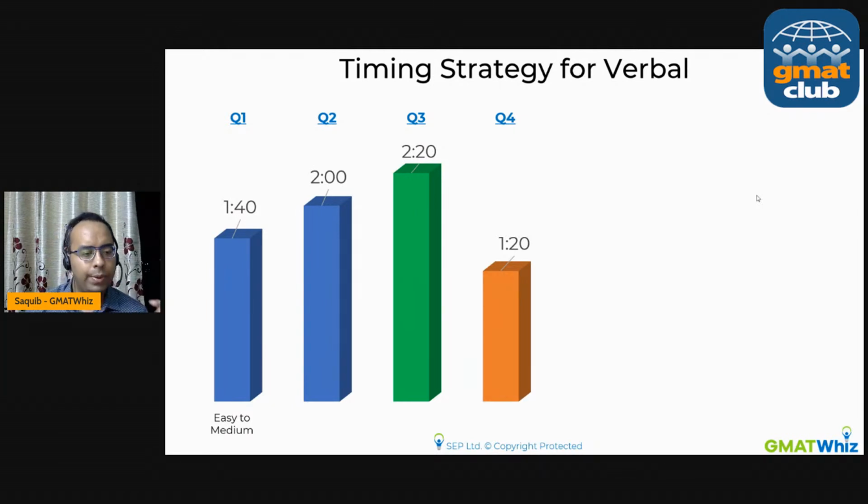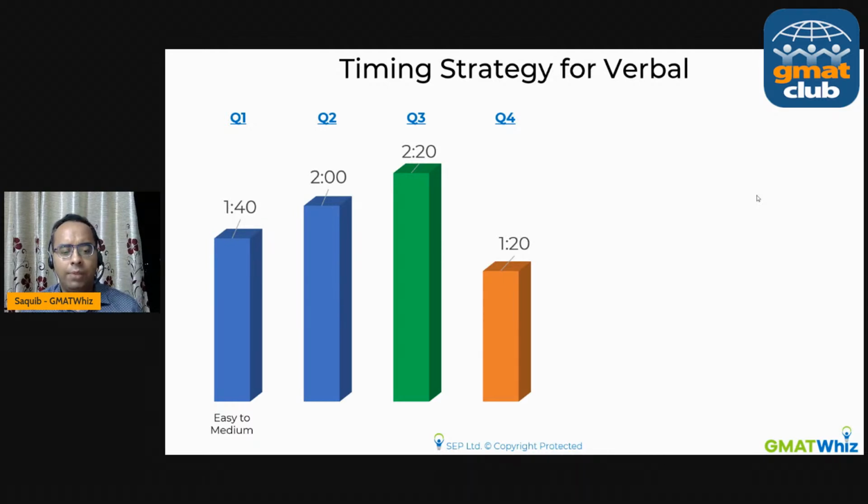So guys, any easy or medium question ideally doesn't take more than a minute or a minute and a half to solve. An SC easy question you should ideally be able to solve in 1 minute. A medium question maybe 1.5 minutes. Same goes for CR, 1.5 to 2 minutes.